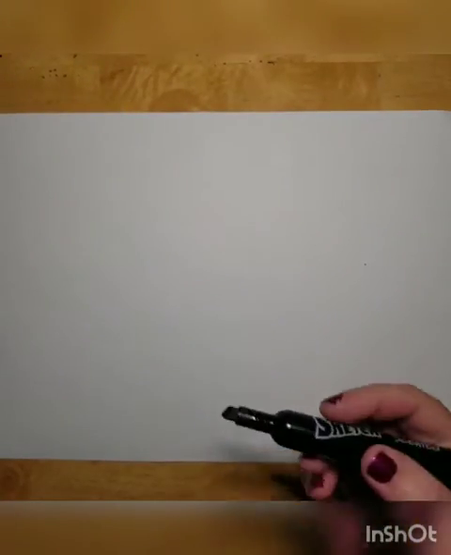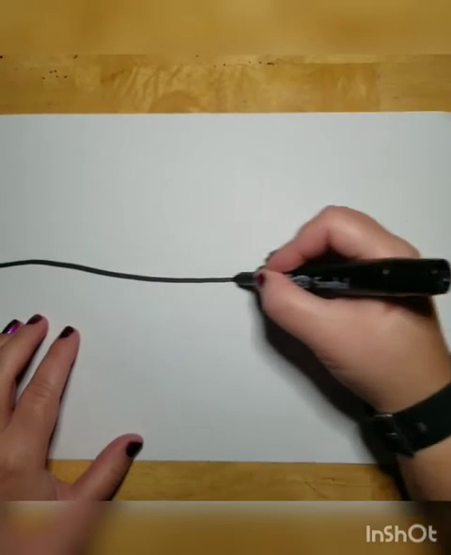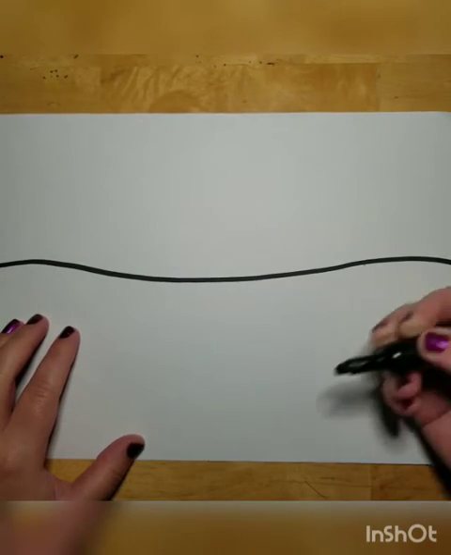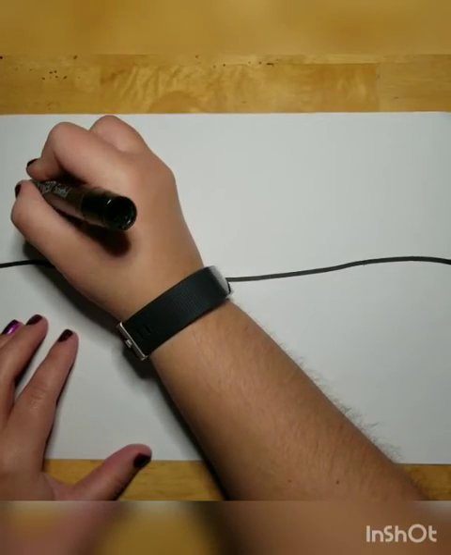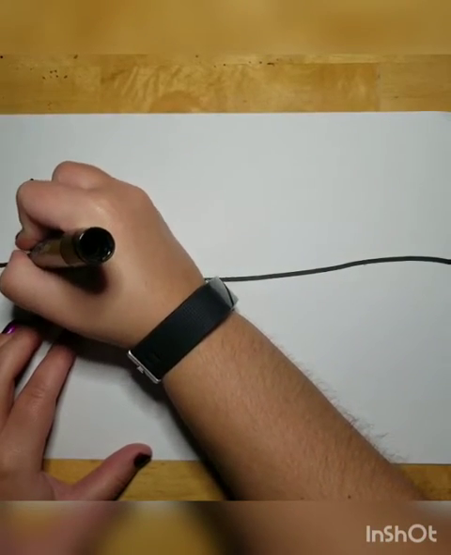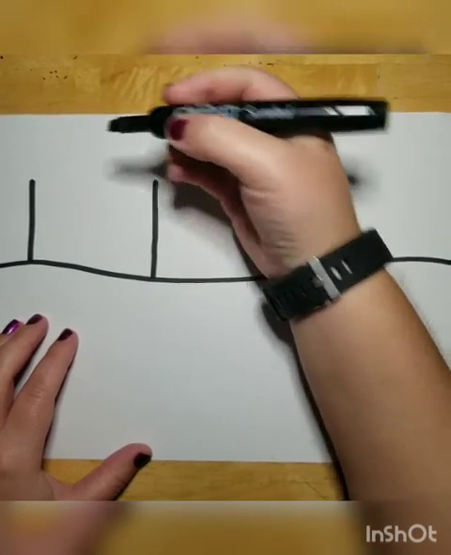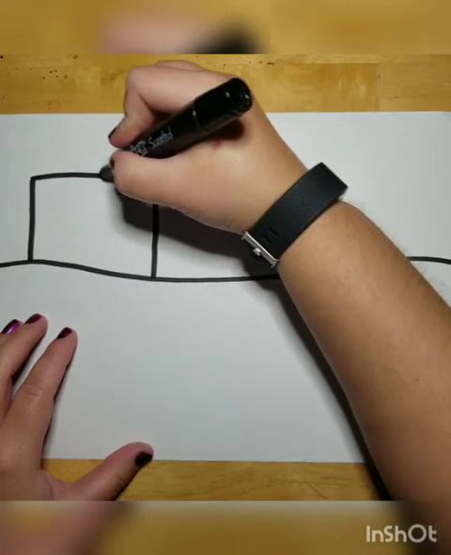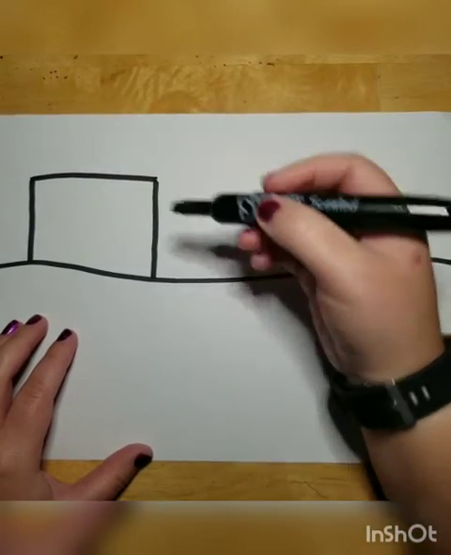So you are going to start in the middle by just making a little bit of a wiggle. It could be straight or it can be a little wiggle like this. All right, we're going to start by doing our barn. So we're going to make one line here, another line over here, and then we're going to connect them. Okay, it's like we just made a rectangle.